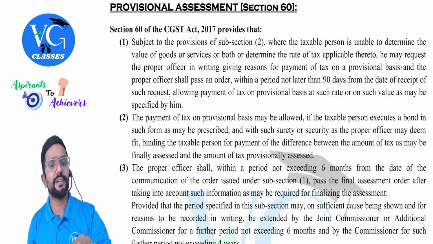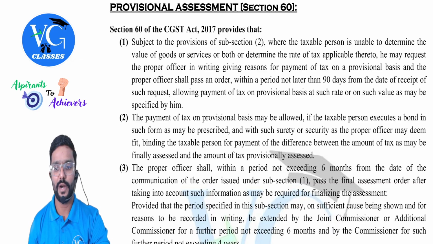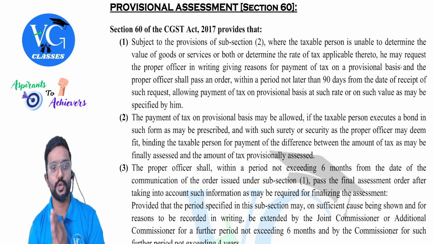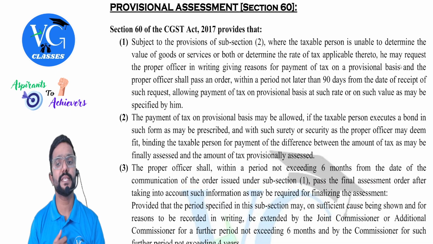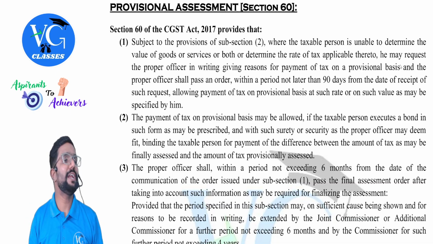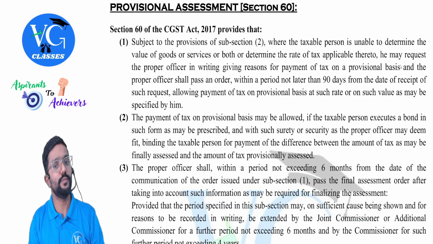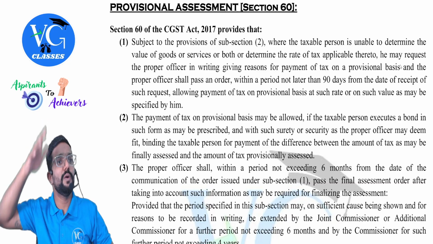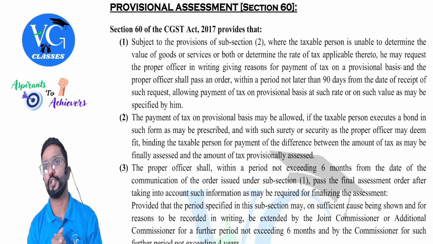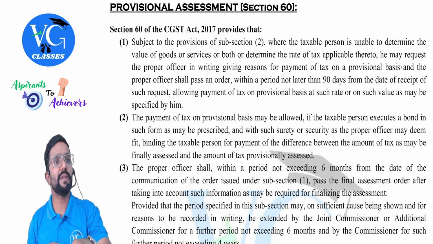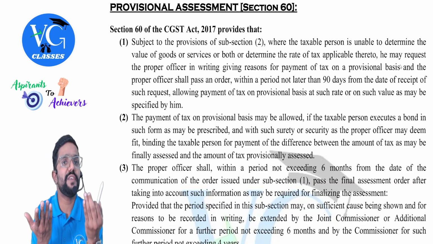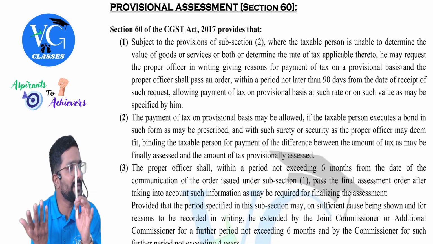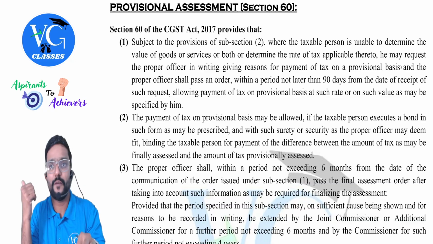Section 60 of the CGST Act 2017 provides that, subsection 1: subject to the provisions of subsection 2, where a taxable person is unable to determine the value of goods or services or both, meaning I am not able to calculate the value as per section 15 or the valuation rules, or determine the rate of tax applicable thereto. Sir, I am supplying this product, but I don't know the rate. I am also not able to do the classification of goods. I don't know the HSN code applicable for these goods. Can I request the proper officer?